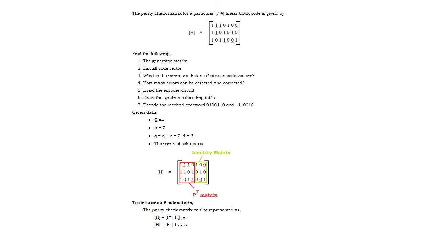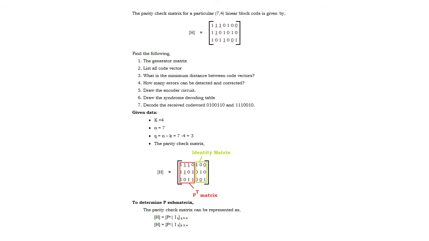1110010. So here the given data are k = 4, n = 7, and q = n - k = 7 - 4 = 3. So the parity check matrix will be H = P transpose, we have to write it, and the identity matrix we have to write it.